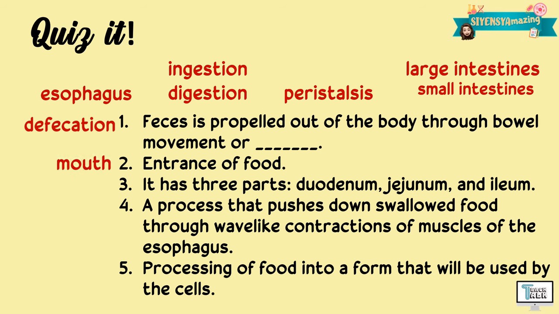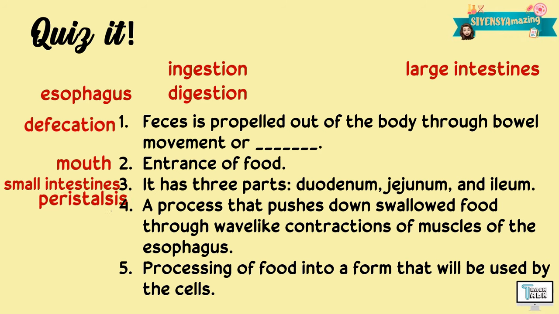Third item. It has 3 parts. Duodenum, jejunum, and ileum. This is where digestion and absorption takes place. This is the small intestines. Number 4. A process that pushes down swallowed food through wave-like contractions of muscles of the esophagus. Ang keyword ay wave-like contractions. Hindi lang ito nangyayari sa esophagus, meron din sa lower part ng small intestine at sa large intestine. This is the process called peristalsis.